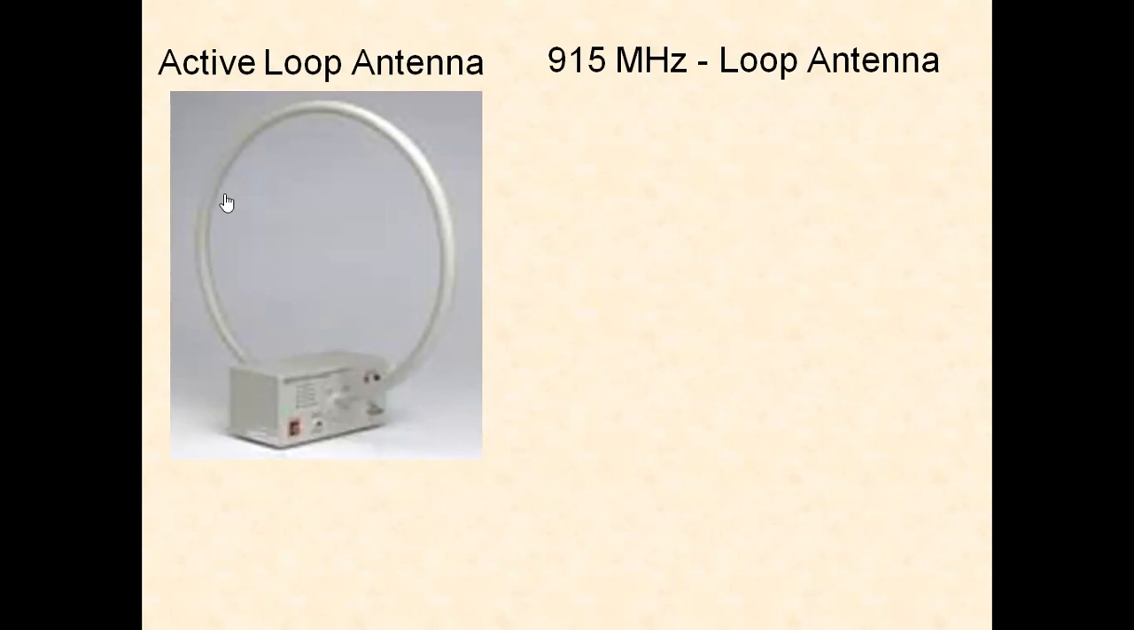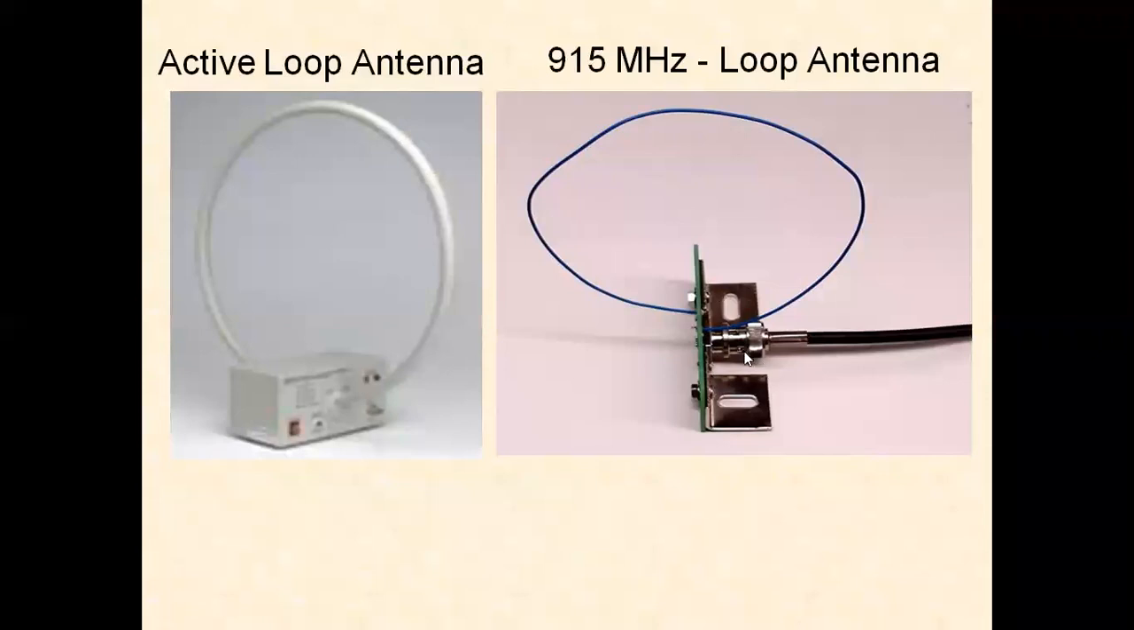It is a loop antenna. And we have a 915 megahertz loop antenna. This loop is connected to a coaxial cable. When it is acting as a transmitting antenna, the transmitter is connected to the coaxial cable, in turn connected to the loop antenna for radiation purposes. We can also use this loop antenna for receiving. In this case, the loop antenna is connected to the coaxial cable, and the other end is connected to the receiver. So we can receive the signal properly.